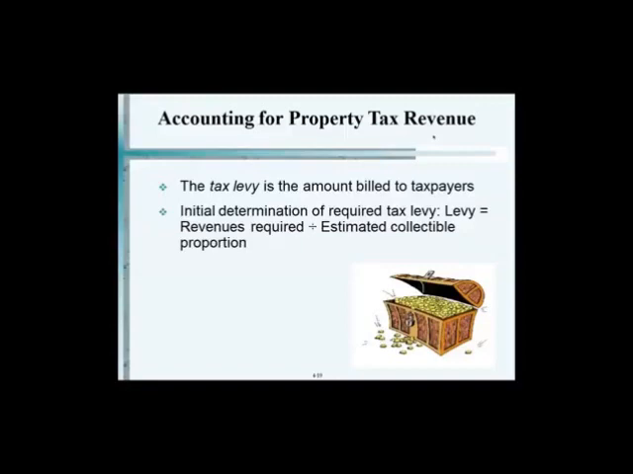This is what we talked about, the tax levy, also called the gross tax levy. So again, if my collection rate, my bad uncollectible rate was 4%, and I needed to raise $960,000, what would be my gross tax levy? 960 divided by 0.96, which then gives me $1 million that I need to raise. And that's an example.